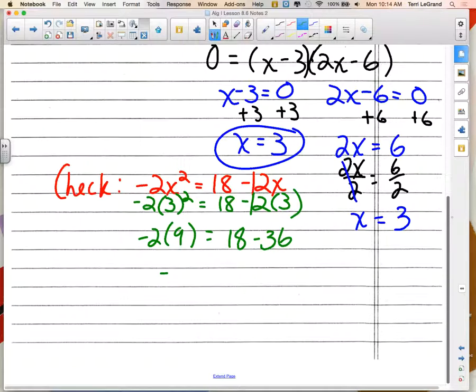I end up with negative 18 on the left side. I end up with negative 18 on the right side. And I say, good deal, it checks. Okay. So when there's two solutions, you have to do two check problems. When there's one solution, you only have to do one check problem.